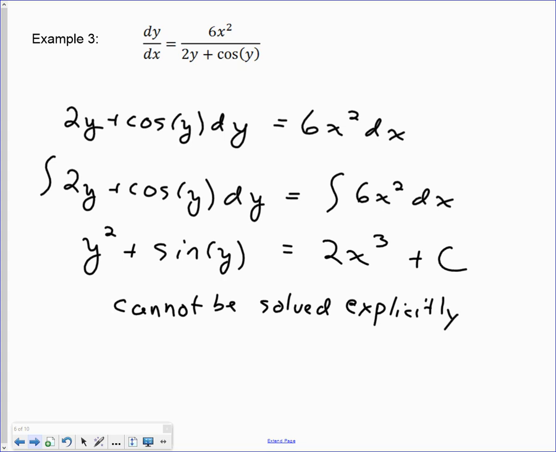But if we were given some more information about y and about x, it's possible that we could sub that information into this function and get something out of it. Okay? But we can't get it into explicit functions. So that is separable differential equations.